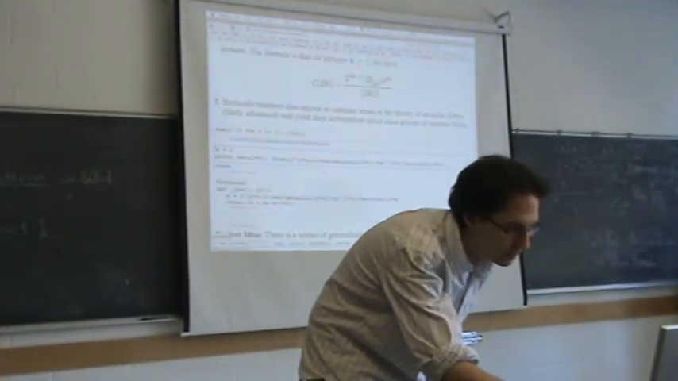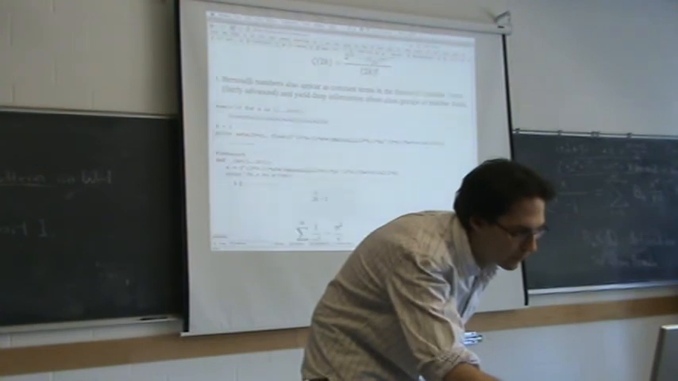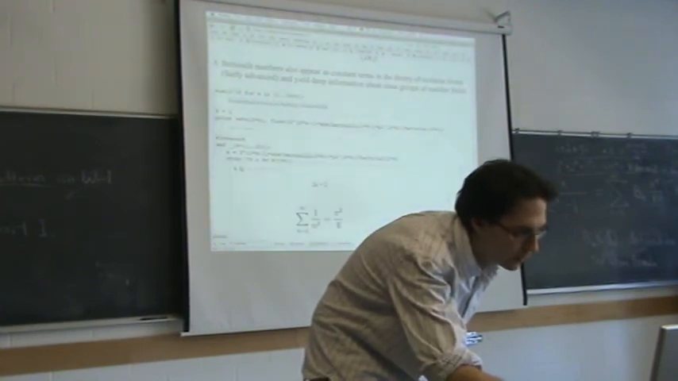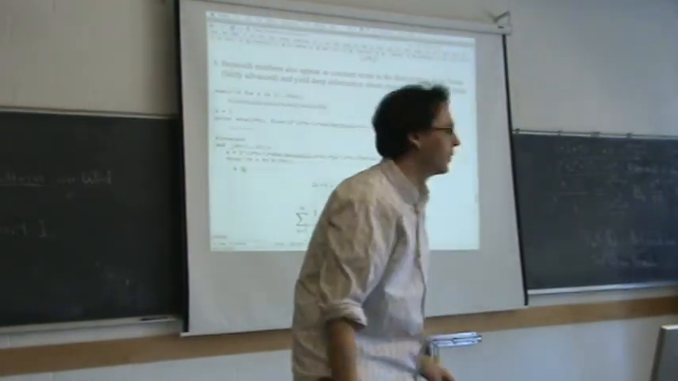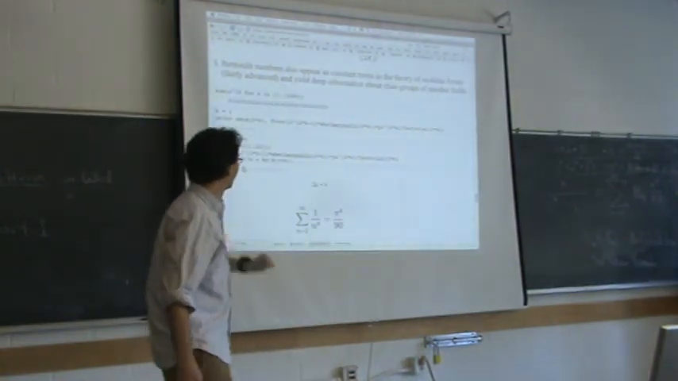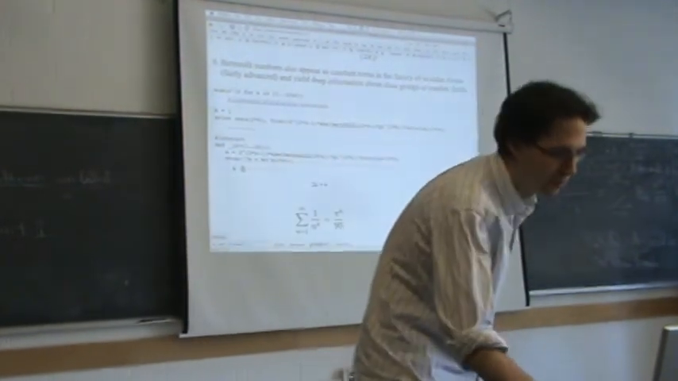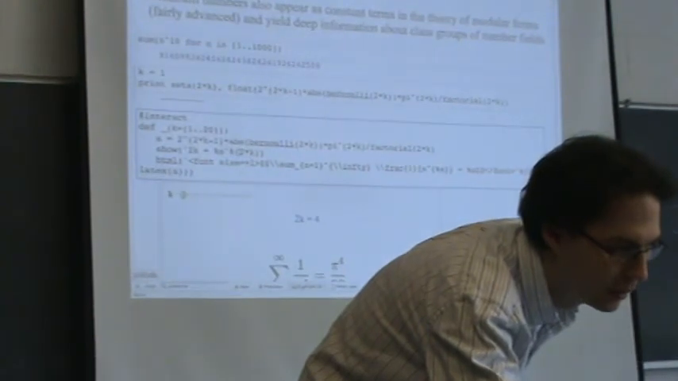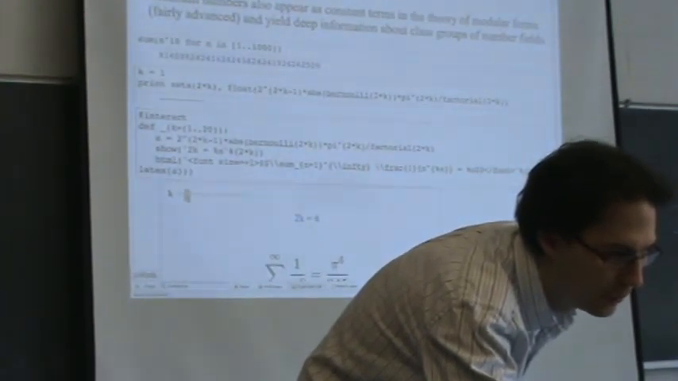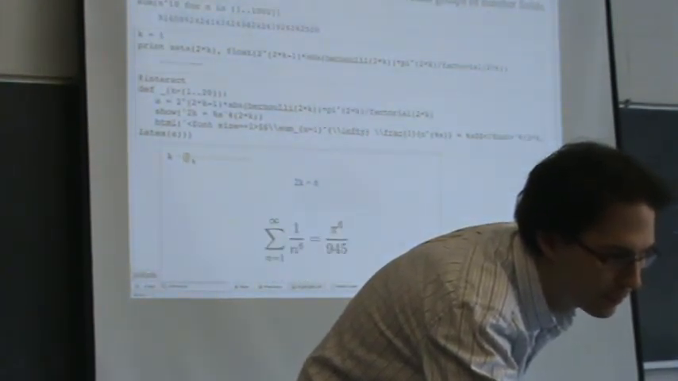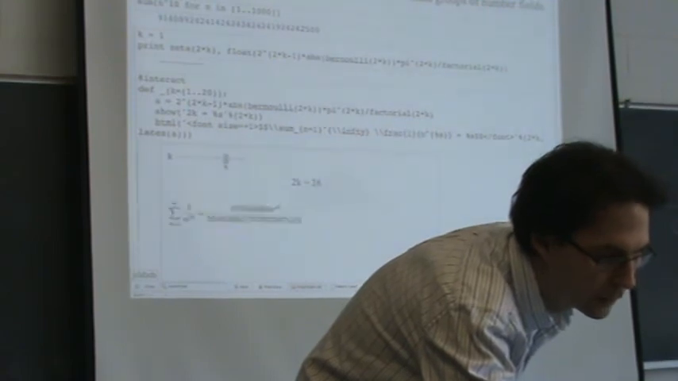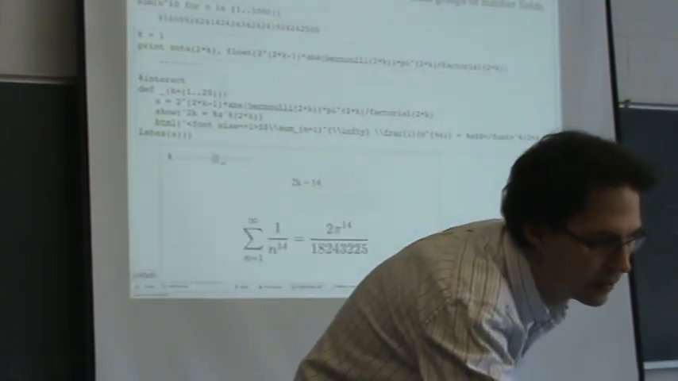So, for example, if you just drag the slider, it gives some of the 4th powers. And the right-hand side is just being computed using the Bernoulli number formula that I typed in. So that's how this formula generalizes.